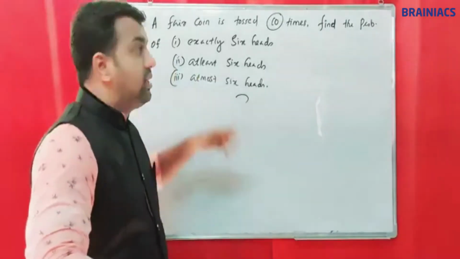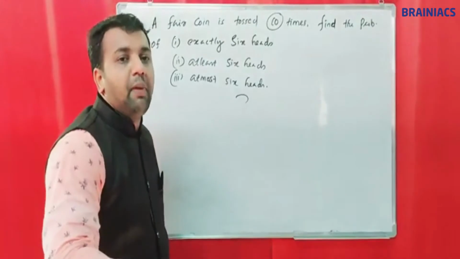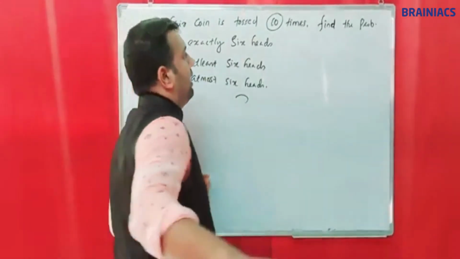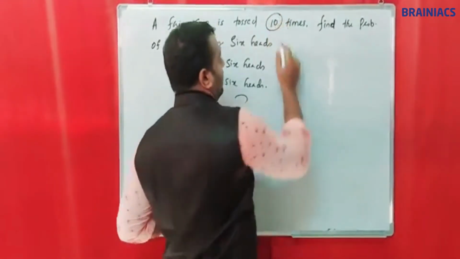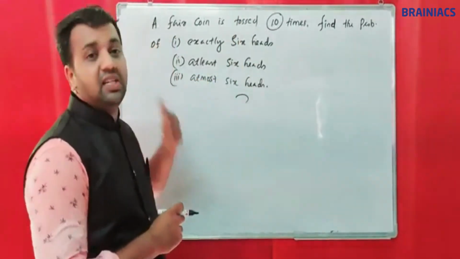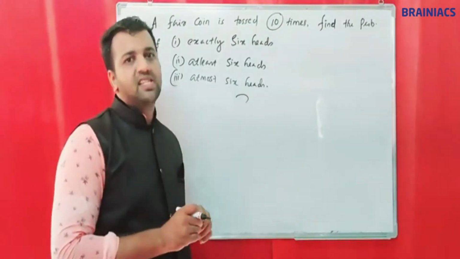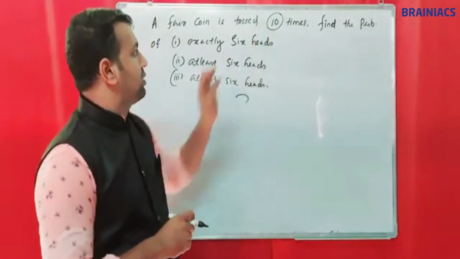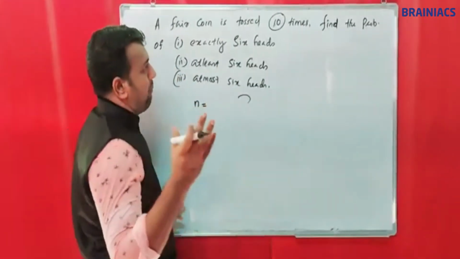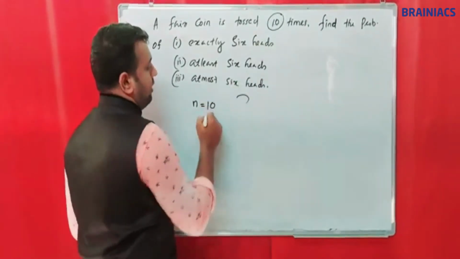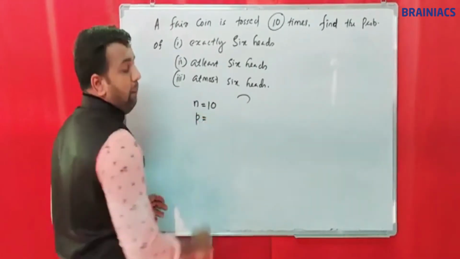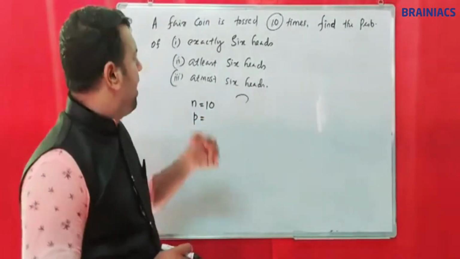Here is an example of a question applying binomial distribution, because the number of trials is more than 3. The number of trials is 10, and 10 is more than 3. So in this question we can find the probability by using binomial distribution. Here we can pick the values: n is equal to 10, the number of trials, and p, the probability of success.